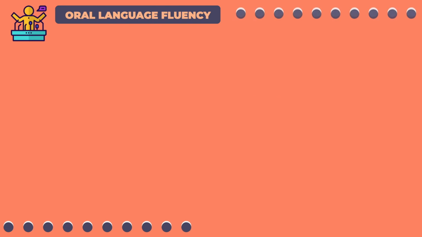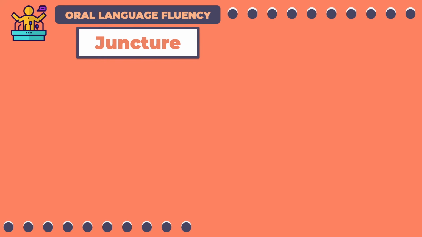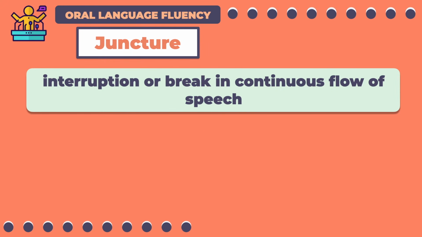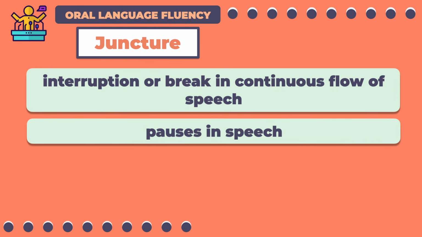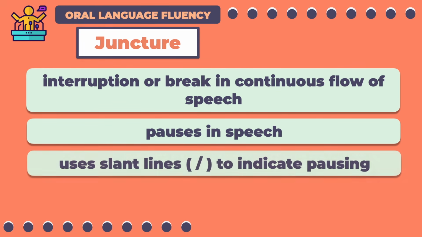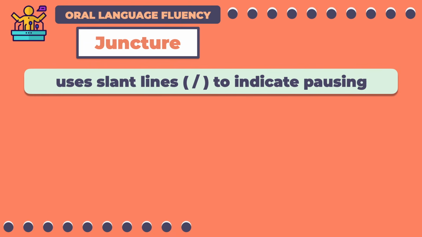While reading the poem, intonation is not the only key to give emphasis to the words and convey its meaning. Another prosodic feature used was juncture. It is the interruption or break in continuous flow of the speech. It is also called pauses in speech. In order to indicate pausing, we use slant lines. There are different symbols we use to indicate pausing.